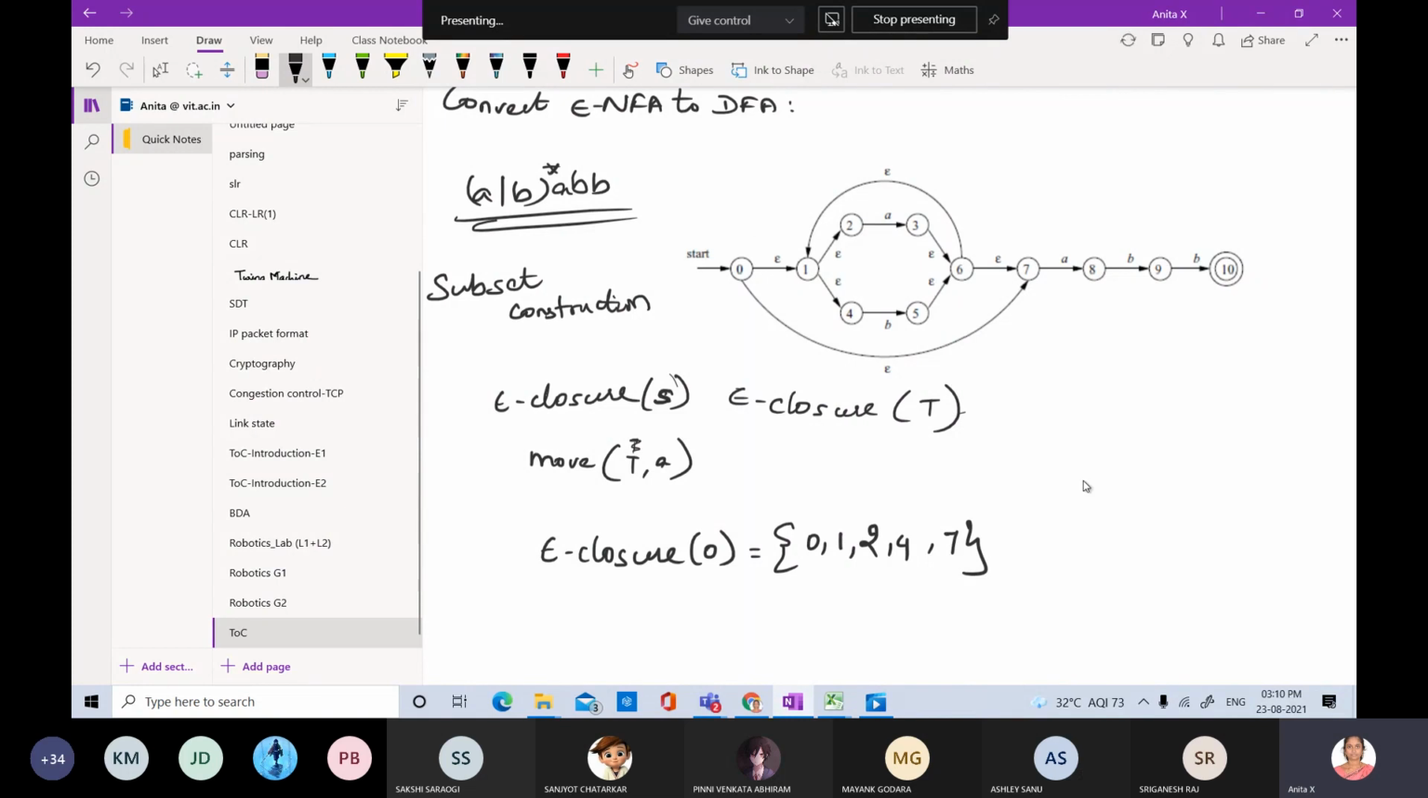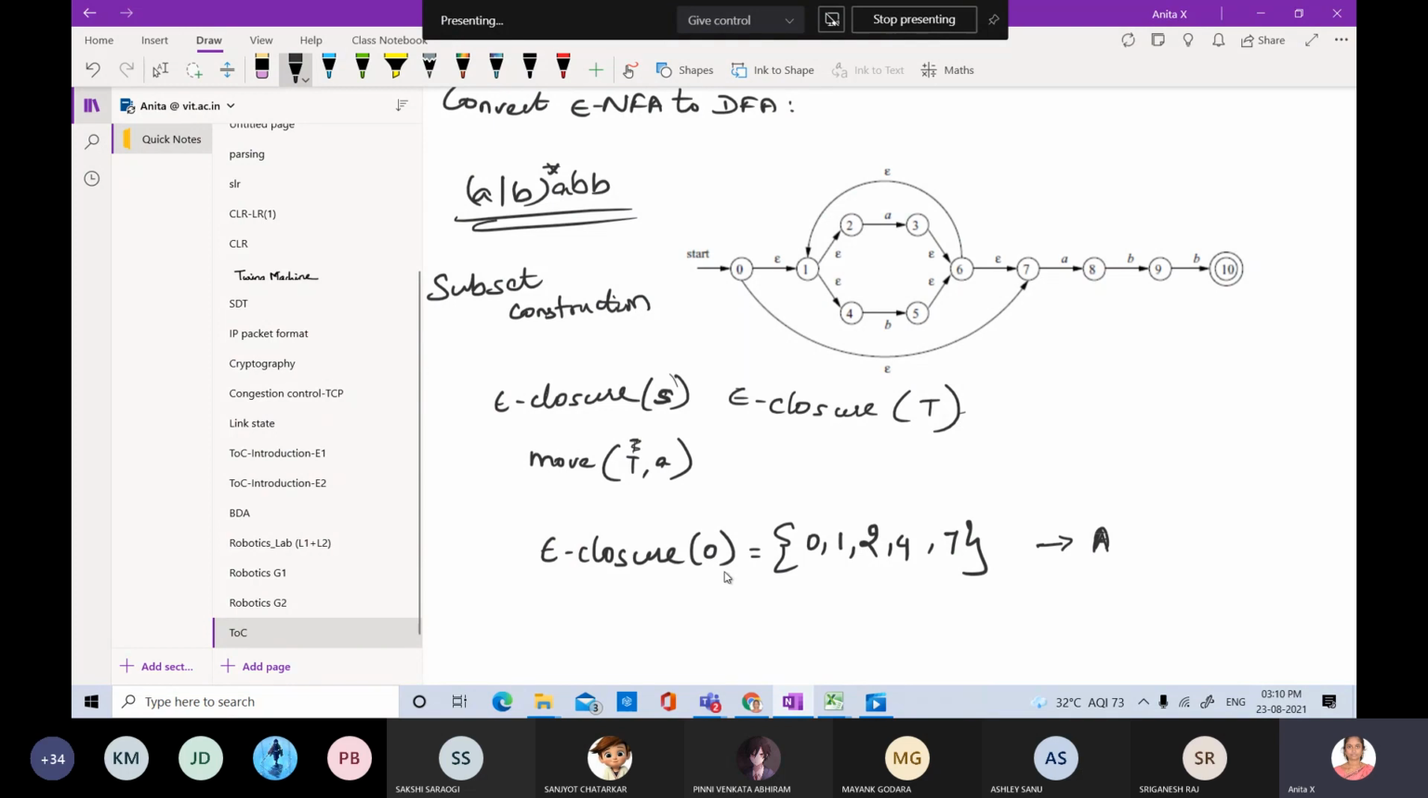So I have found this set by starting with the start state of the NFA. 0 is the start state of the NFA, right? So here I am finding the set by means of finding the epsilon closure of 0. This is going to be the start state of my DFA. This is going to be the equivalent state. Let me call that state A.